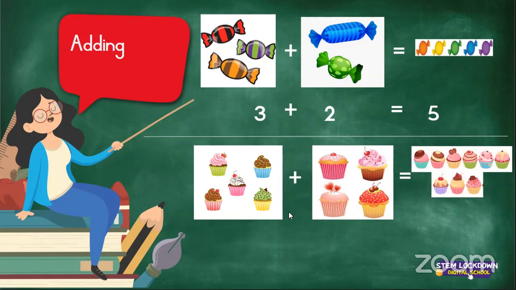Good. So let's see how we write that sum. 5 plus 4 equals 9. Good. Well done. So there we've added some sweets and cupcakes. And now you know a little bit more about how to write the sum.